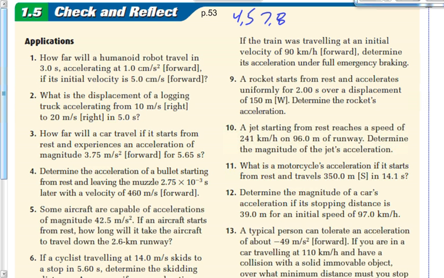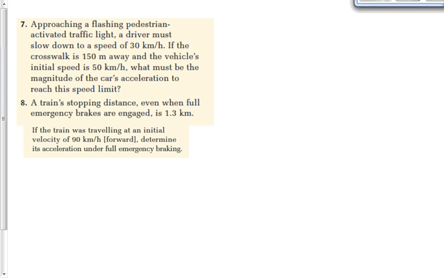All right, the other 2 questions we had to go over were 7 and 8. Number 7. Approaching a flashing pedestrian activated light, a driver must slow down to a speed of 30 kilometers per hour. The crosswalk is 150 meters away, and the vehicle's initial speed is 50 kilometers per hour. I didn't notice it the first time, but I noticed it the second time. I'm going to go back and circle both of those because we know we don't want to be in kilometers per hour. What must be the magnitude of the car's acceleration to reach this speed limit? So we want to go from 50 to 30 in 150 meters. How quickly do we need to decelerate in order to do that?